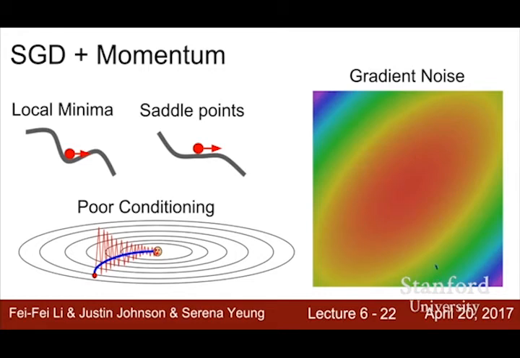So you can see that because we're building up this velocity over time, the noise kind of gets averaged out in our gradient estimates. And now SGD ends up taking a much smoother path towards the minima compared with the SGD, which is kind of meandering due to noise.